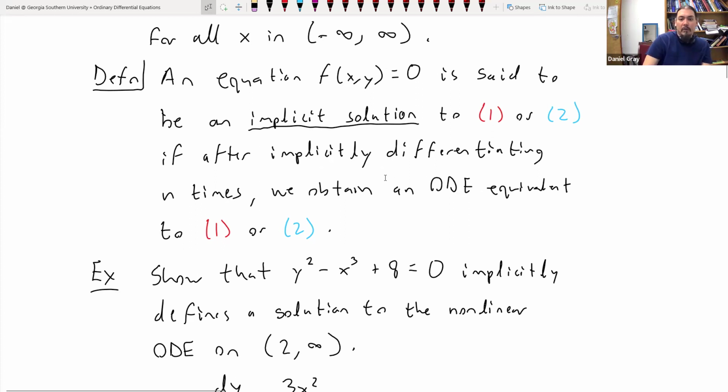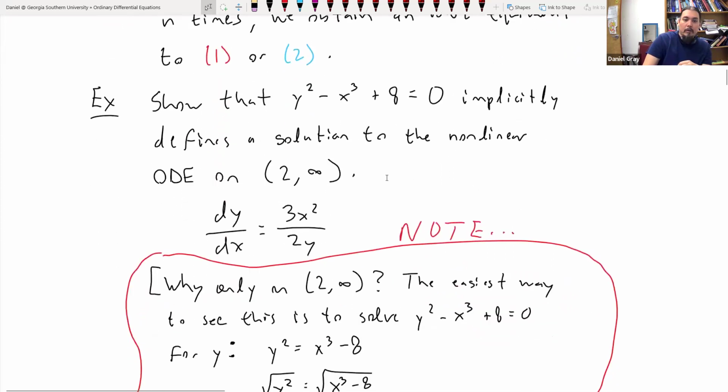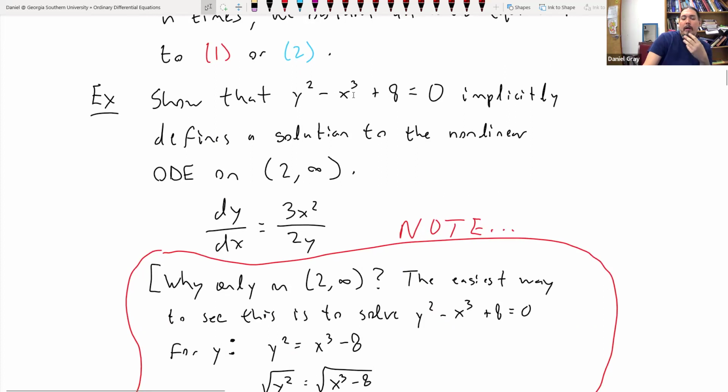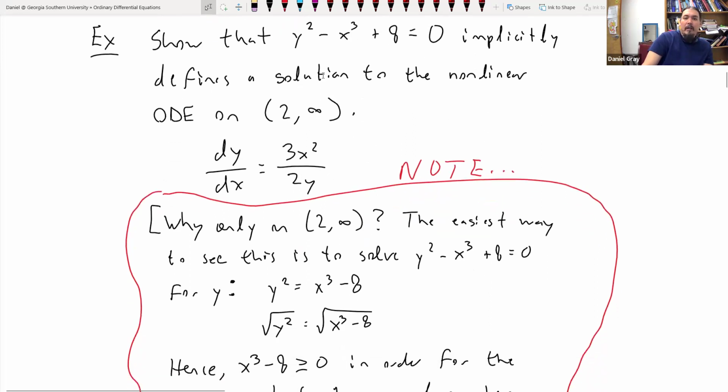So let's try it out with an example, because that's kind of a hard thing to wrap your head around, I'm sure. So let's show that y squared minus x cubed plus 8 equal to 0. I'm going to show that this is an implicit solution to this nonlinear ODE over here. The fact that it's nonlinear doesn't really matter, except that most linear ODEs can have explicit solutions, but don't worry about that. And so we're going to show that it implicitly defines a solution to this nonlinear ODE on 2 to infinity.